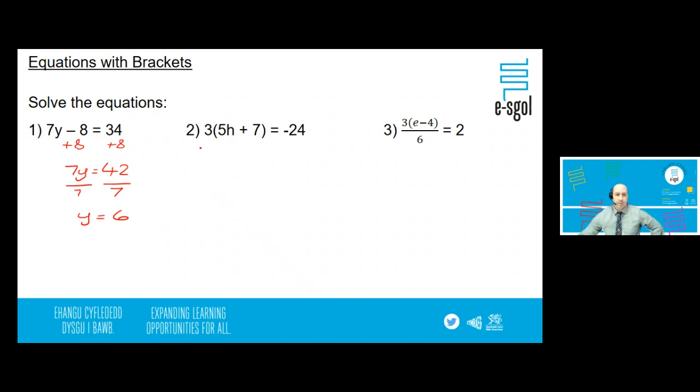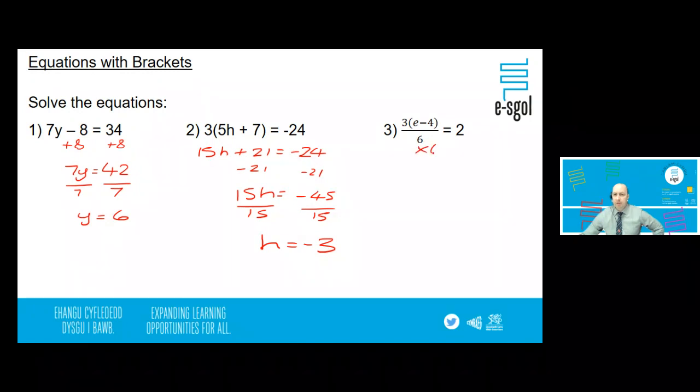Okay, this equation, I'm going to expand the brackets first. So 15h plus 21, of course, the 3 outside the brackets I've multiplied individually by the terms inside, and that's equal to -24. Be careful with the negative, it does often catch people out. I'm now going to take away 21 from both sides, and I'm left with 15h on the left-hand side, but now I've got -24 take away 21, which is -45. So when I divide at the end by 15 both sides, that gives me a value of h equal to -3.